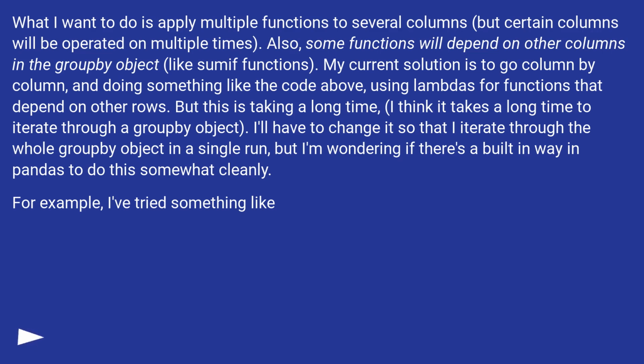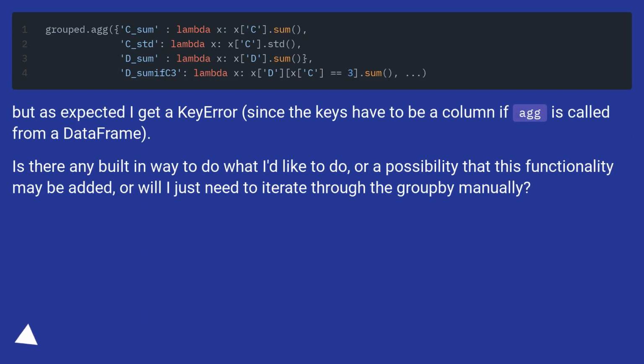For example, I've tried something like this, but as expected I get a key error, since the keys have to be a column if agg is called from the data frame. Is there any built-in way to do what I'd like to do, or a possibility that this functionality may be added, or will I just need to iterate through the groupby manually?